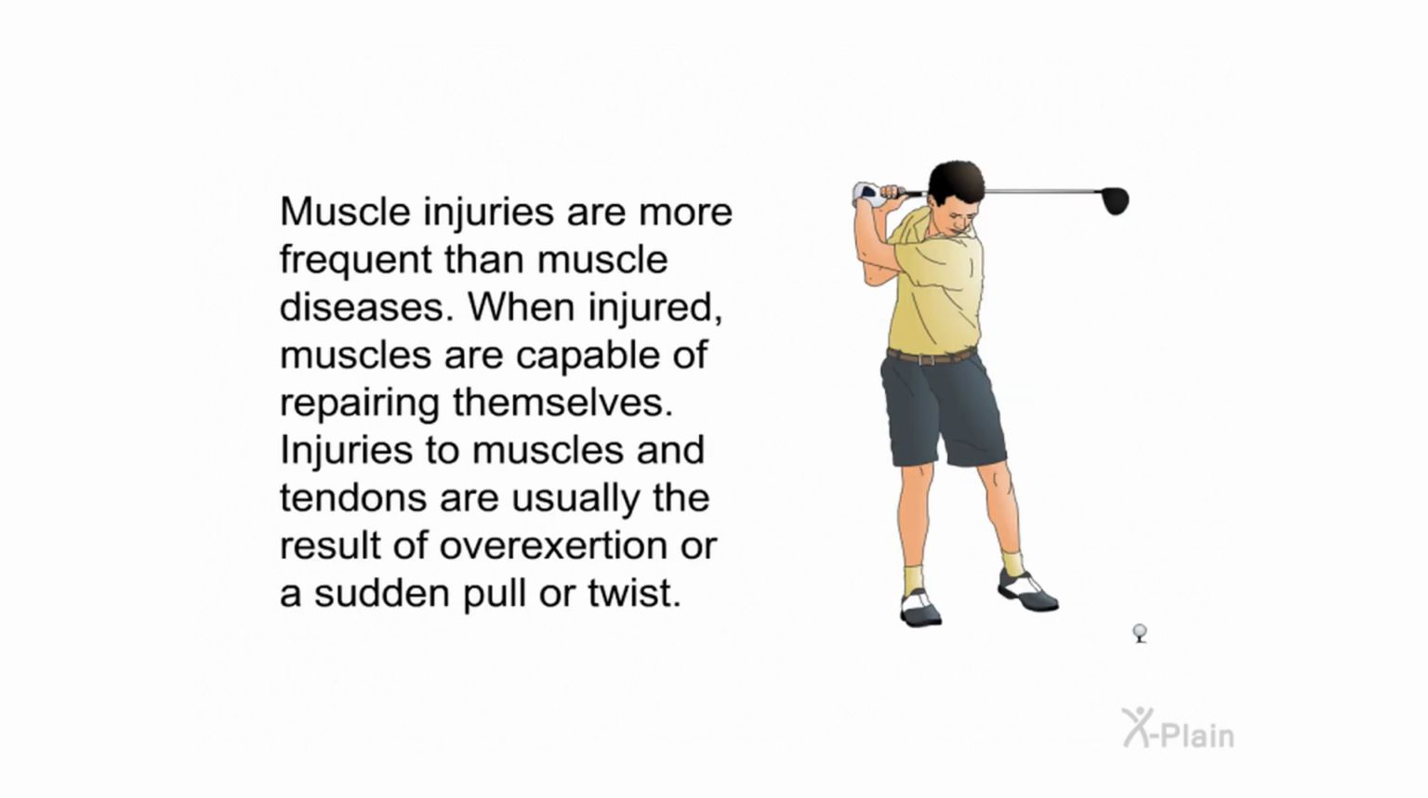Muscle injuries are more frequent than muscle diseases. When injured, muscles are capable of repairing themselves. Injuries to muscles and tendons are usually the result of overexertion or a sudden pull or twist.